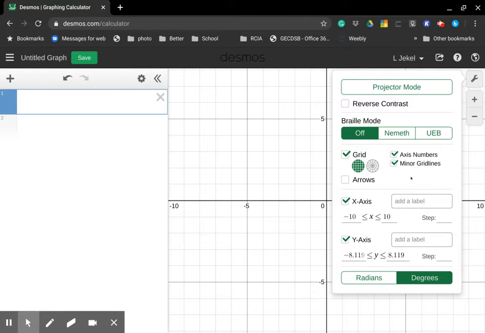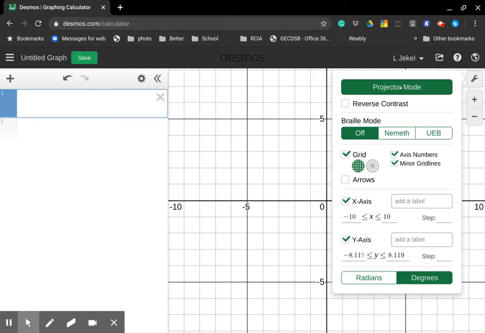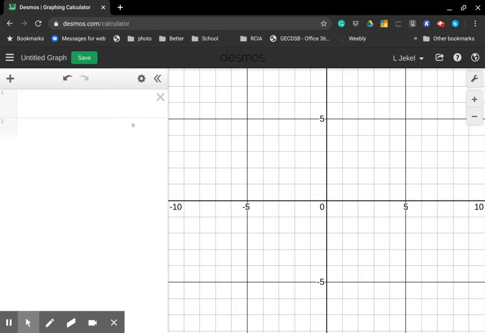And if you want things to be particularly clear or darkened in, you can go to projector mode. I use that if I'm projecting with a class. You don't have to, but it can make the grid lines and the graph a little easier to see. It makes everything bolder and darker. Okay, and then we click off of that.